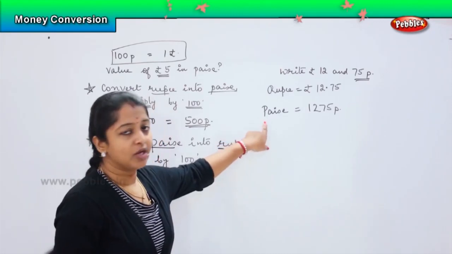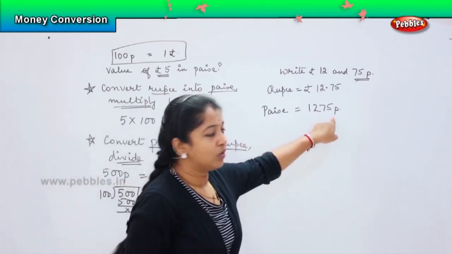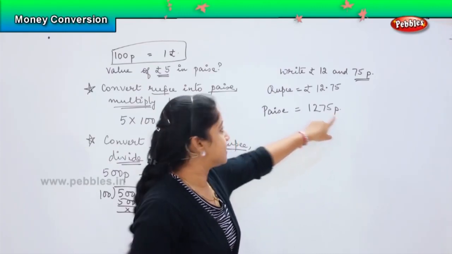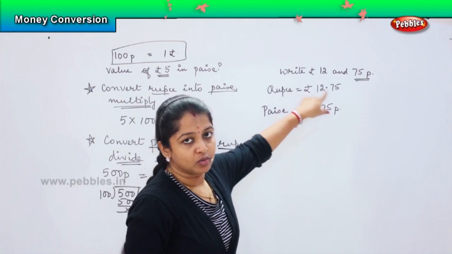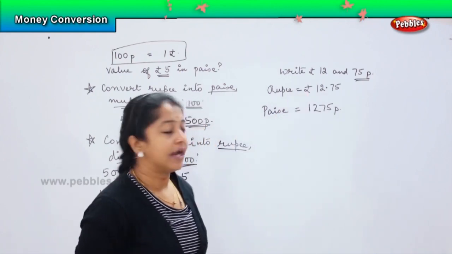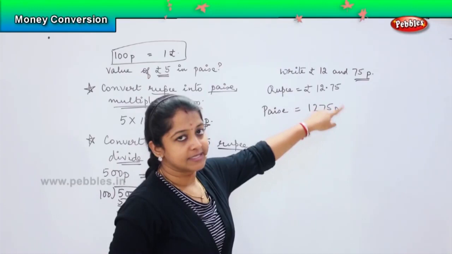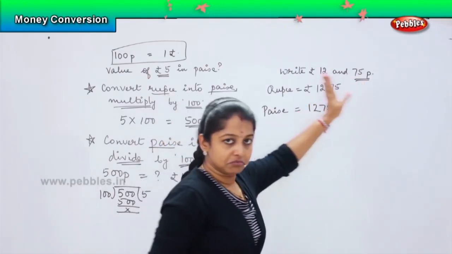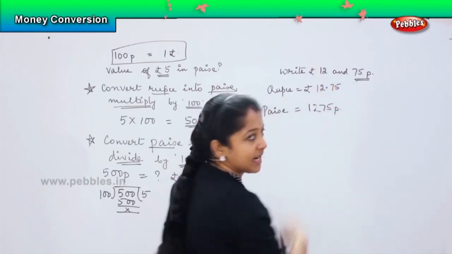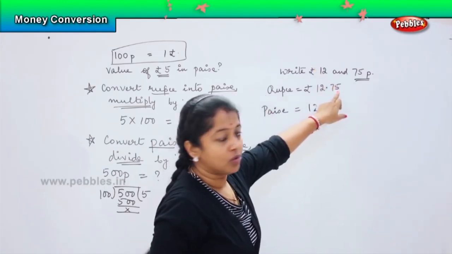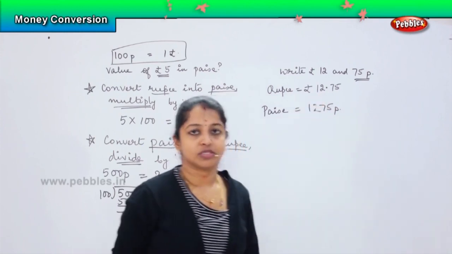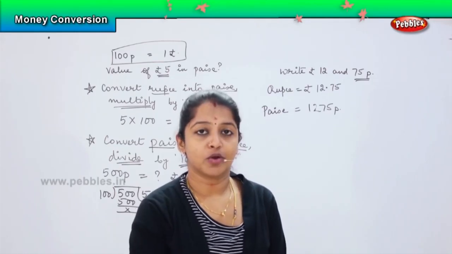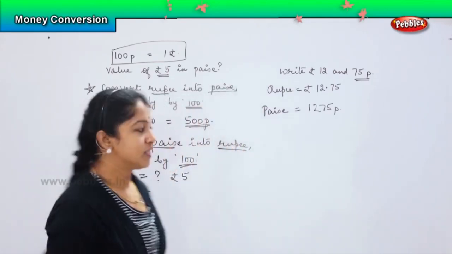Clear, children? Whenever you are mentioning a paise, don't forget to include the abbreviation P, because P denotes paise and R denotes rupee. Clear? And if you have to separate the rupee and paise, you need to put a dot after the rupee to show that the number on your right hand side shows the paise value and the number on your left hand side shows the rupee value. Is it clear, children? So now, keeping all these points in mind, shall we proceed with our questions?